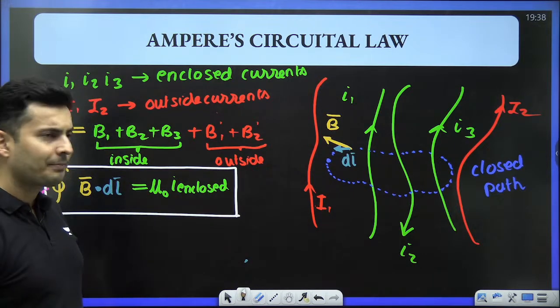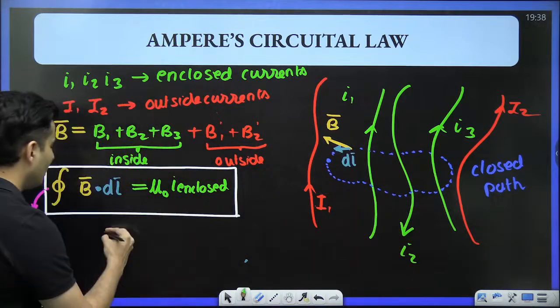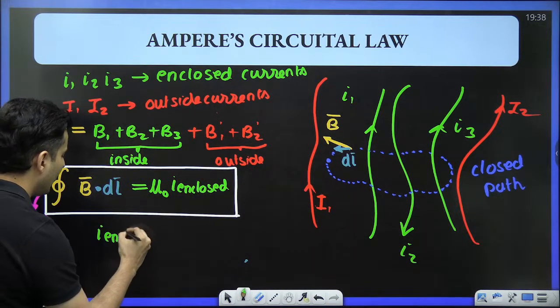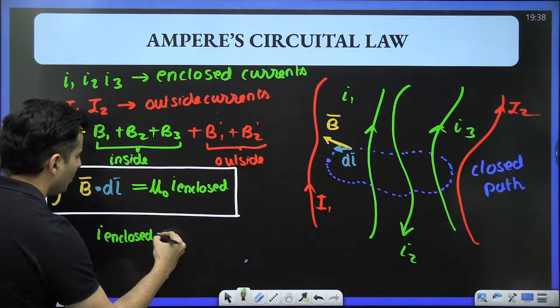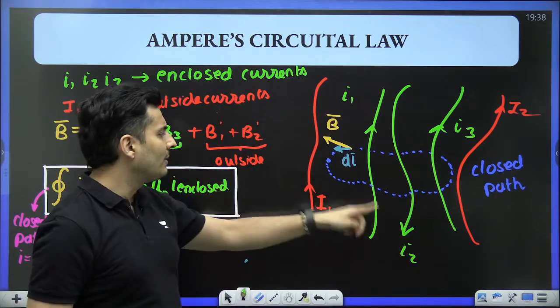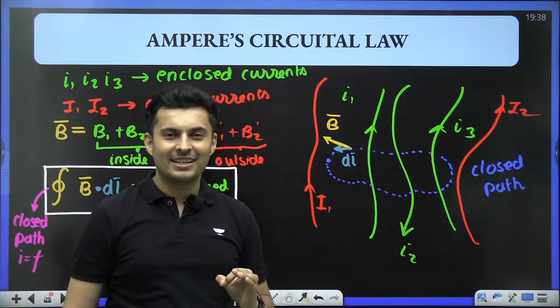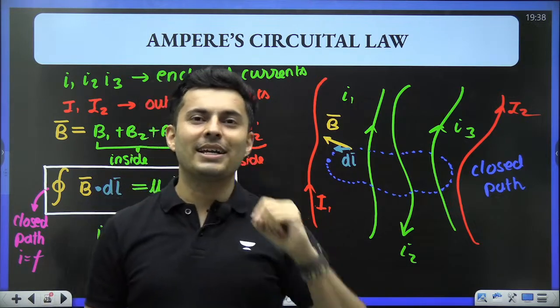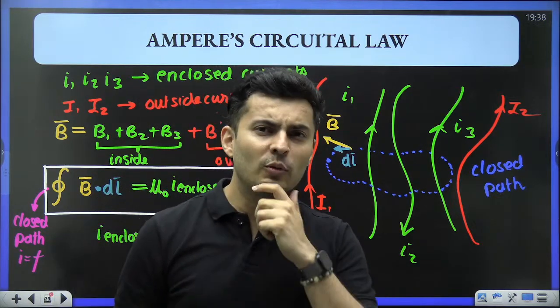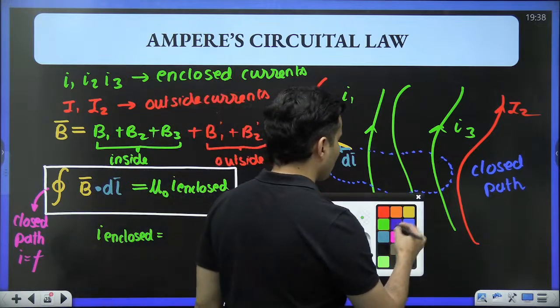Number one, you will be thinking, what is the value of enclosed current over here? You'll be like, yes sir, I1, I2, I3, the small i's are the enclosed current, so it will be I1 plus I2 plus I3. Wrong, it is not I1 plus I2 plus I3. Some currents are positive, some currents are negative. How do I know which is positive, which is negative? Well, just look at the path.